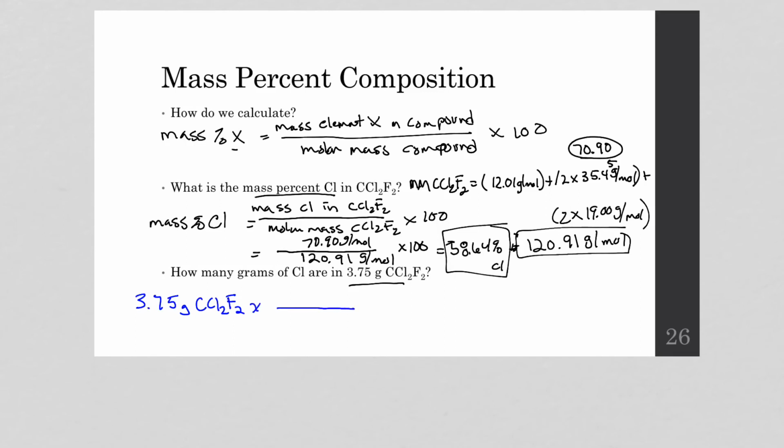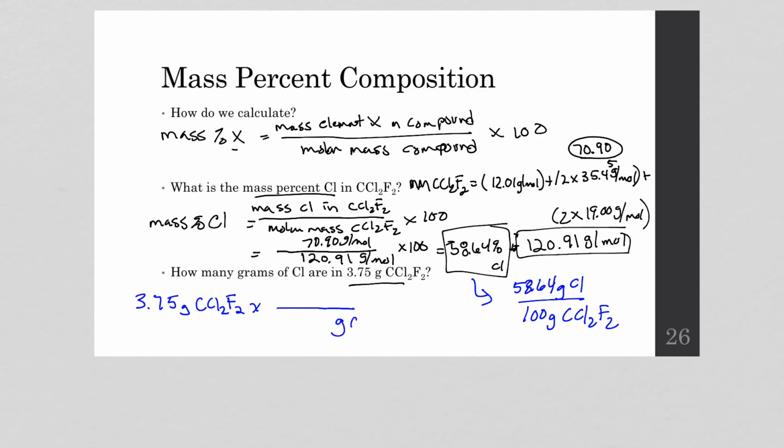Now, the key here is to understand a little bit about percentages, right? A percentage is out of 100. So what this really means is that in a sample, there are 58.64 grams of chlorine per 100 grams of compound, right? So when we put these in percentages, it's telling me how many grams out of 100 are coming from this particular element. So if I have 100 grams of compound, 58.64 grams of that is going to be chlorine. So I can do it this way.